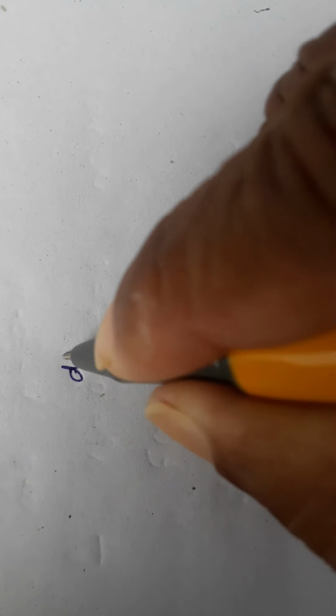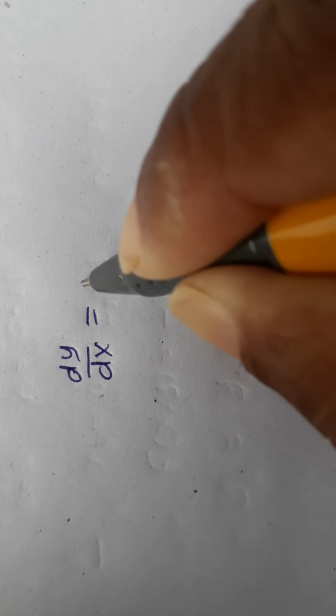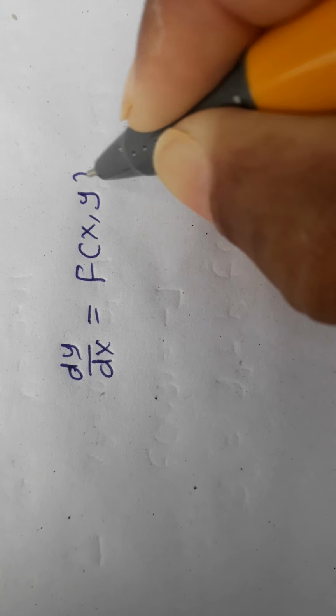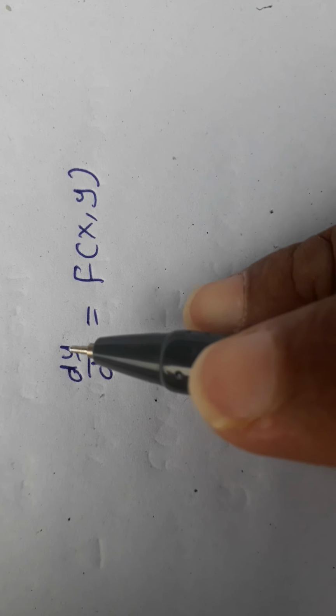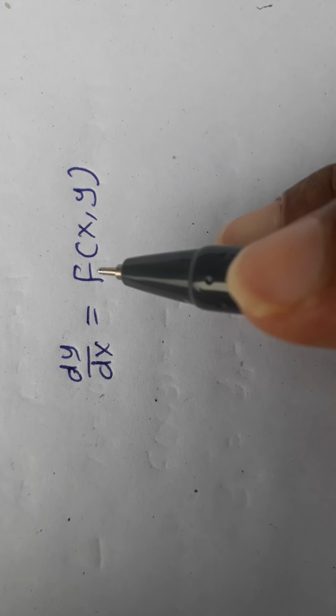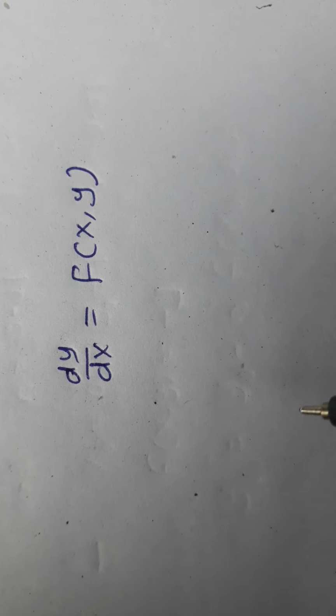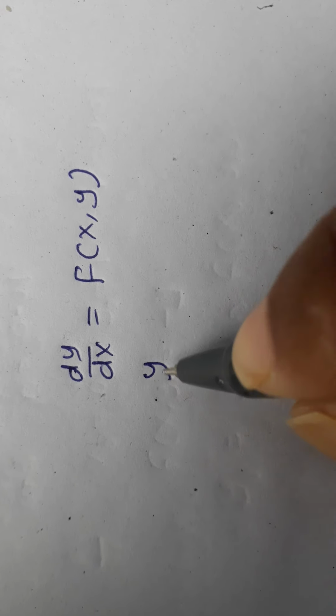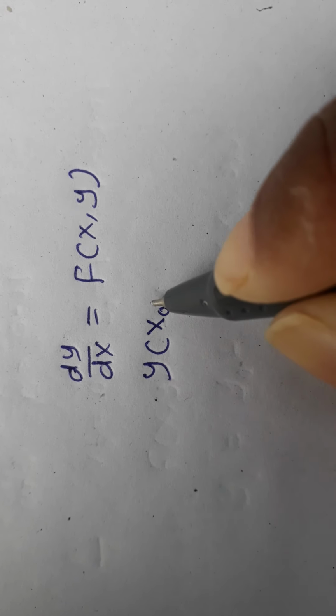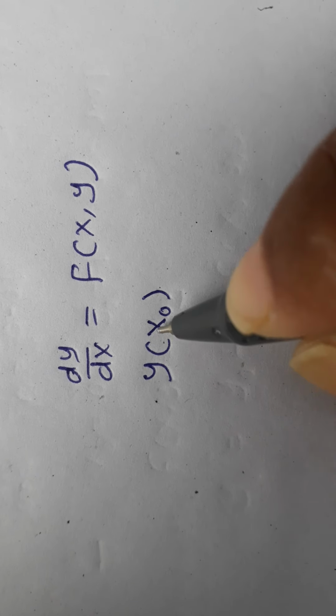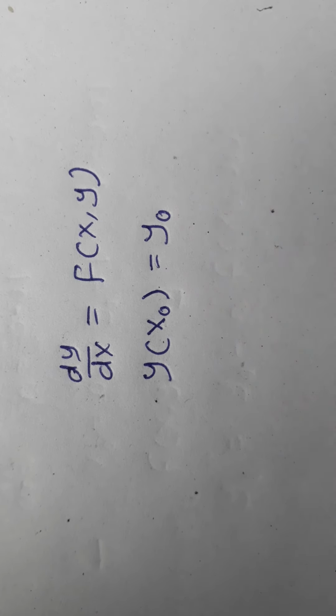We will discuss how to solve a differential equation by using the Euler method in numerical analysis, first order differential equation. The differential equation is given in this format: dy by dx is equal to some function of x and y, that is, the differentiation of y with respect to x is equal to some function of x and y. Another thing will be given to you, that is the value of y at some x, let's say x0, the value of y at x0, let's say it's y0.